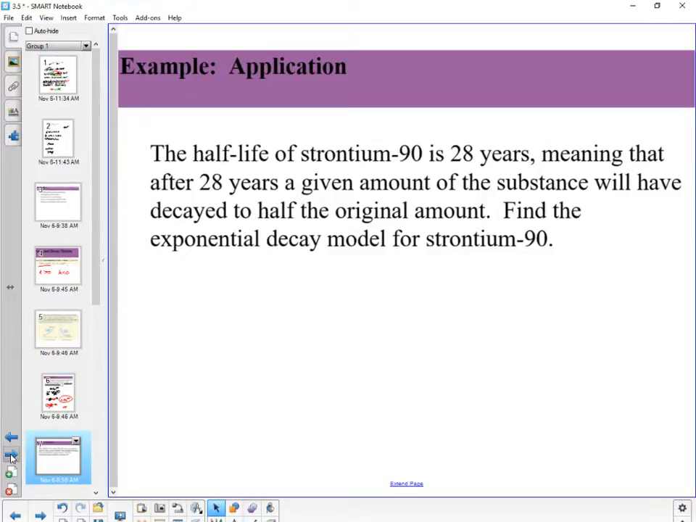Would the full amount, the full lifespan, be on the left side or the right side? It would be on the left side, because on the right side is what you start with, and on the left side you wind up with half that amount, right? Whatever that is. So would it be like that? Or what would that be? So after 28 years, yes. So then T is 28.